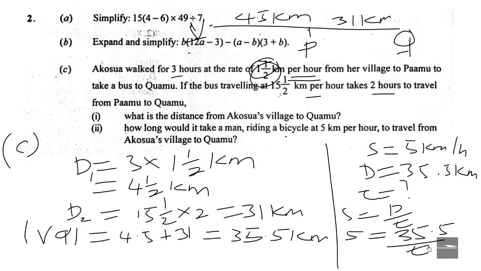So we make t the subject, t will be equal to 35.5 divided by 5. And that will give us 5 will go into 35 7 times, and 0.5 divided by 5, that is 1 over 2 divided by 5, that will give us 1 over 10. So 1 over 10 is the same as 0.1. So 5 will go into 35 7 times, and that will be 7.1 hours.